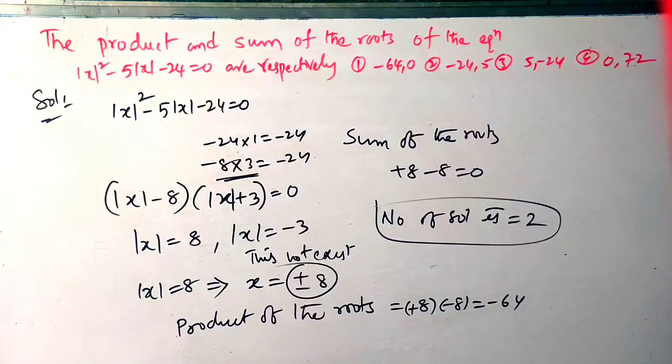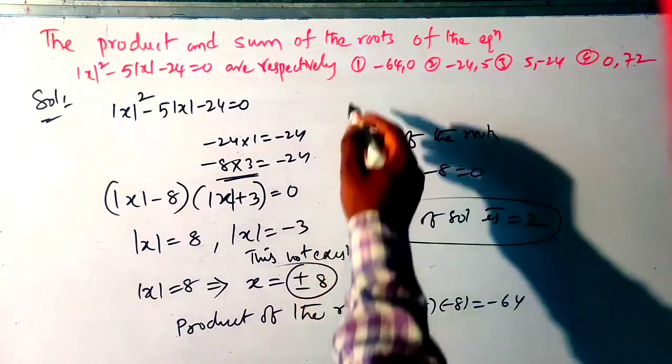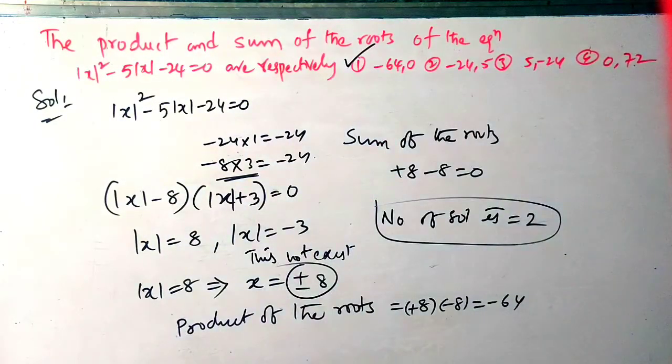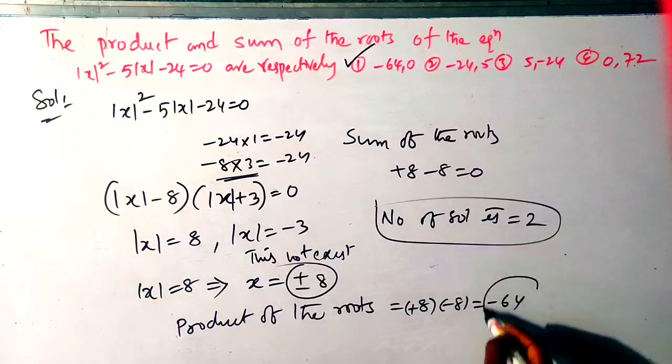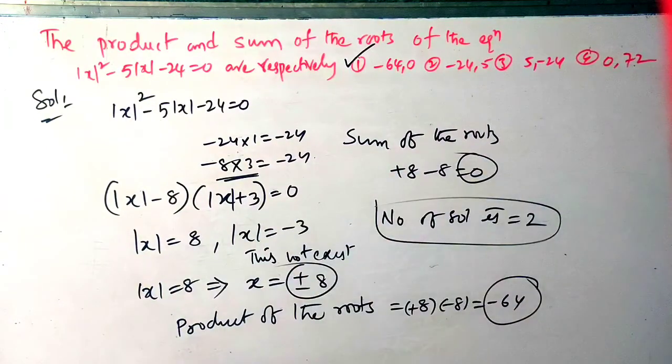Clear? So three questions are included in this question: either the number of solutions, or what the solutions are, or the sum and product of the roots. That means the first option is the right answer: minus 64 and 0. So minus 64 comma 0 is the answer.